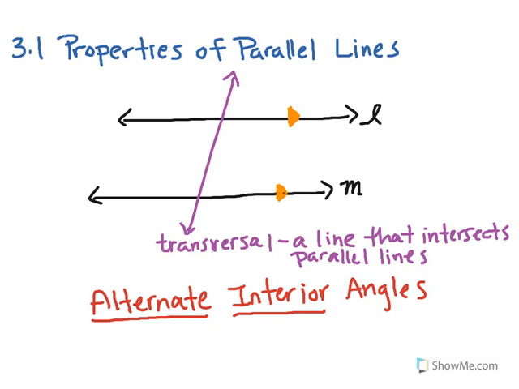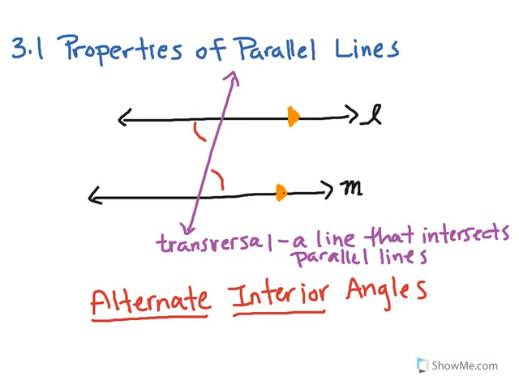So, for example, if I look up here in my picture, it could be this angle here and this angle here. Those two angles in particular are on opposite sides, or alternate sides, of the transversal, yet inside the parallel lines. So those are alternate interior angles.